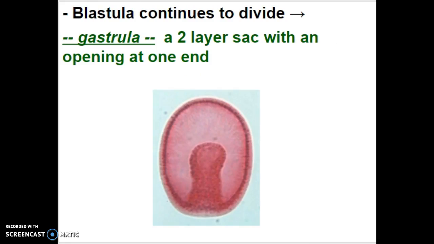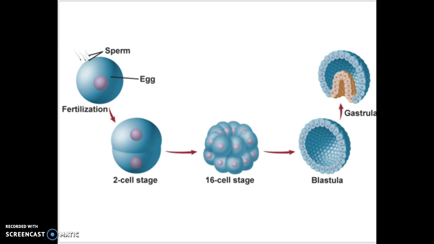So the blastula continues to divide and forms what we call a gastrula. A gastrula is a two-layer sac with an opening at one end. Depending on what type of animal you are, that first opening will either be the mouth or the anus. You will find out which one human beings are once you view some videos and do a little bit of assignment work. Gastrula comes from your gastrointestinal system; gastrula means little stomach. So you can see there in the photo, it's developing that inner tube.